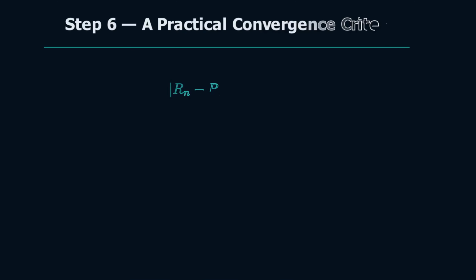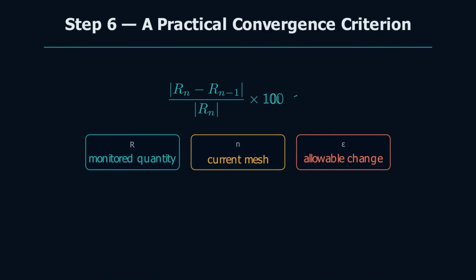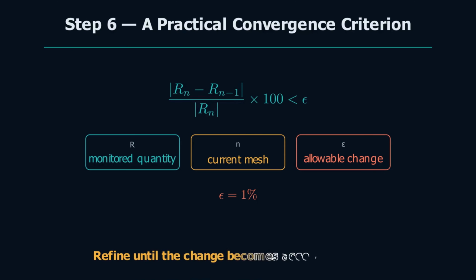In practice, we need a criterion for deciding when the mesh is sufficiently refined. One simple approach is to compare the current result with the result from the previous mesh. R represents the engineering quantity we are monitoring. It could be displacement, stress, strain, or another quantity important to the analysis. If the relative change is smaller than our chosen tolerance, we can consider that quantity to have converged. For example, we might choose a 1% tolerance.